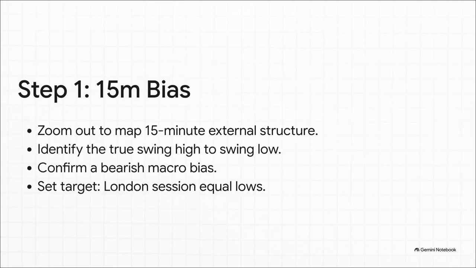First things first, we zoom out to map our 15-minute external structure and identify the true swing high down to the swing low. Doing this confirms a solid bearish macro bias. We also set our target right at the London session equal lows, since we know those act like a massive magnet for liquidity. So right out of the gate, we know the 15-minute structure is aggressively bearish. That means our one and only job today is to hunt for short opportunities. We ignore all the other noise.